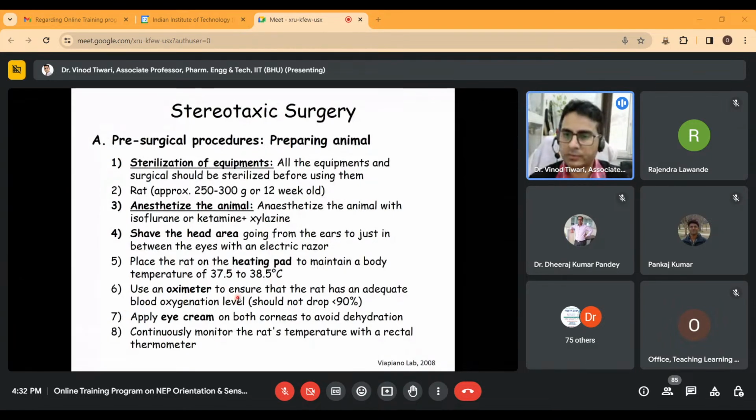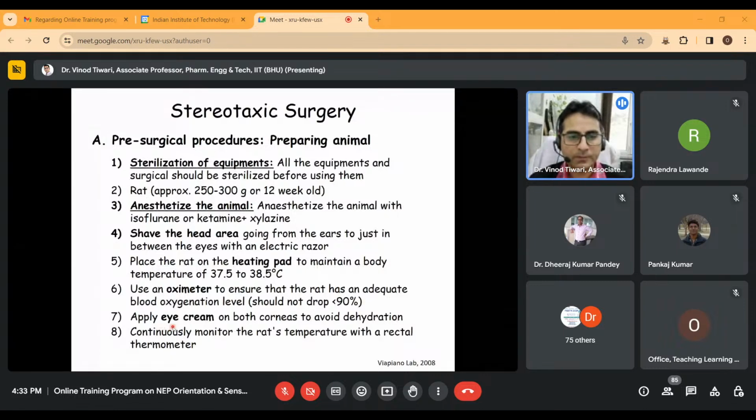You can also use an oximeter to check that their blood oxygen level does not drop below 90%. These are the vital signs which you have to monitor, and which will tell you whether the animal is alive or not. Because in this kind of surgery, if you have given an overdose of anesthesia, the animal may die. You don't want that, right? You are doing a survival surgery where you will do the histotoxic surgery and then wait for the awakening of the animals so that you can use them further for drug testing.